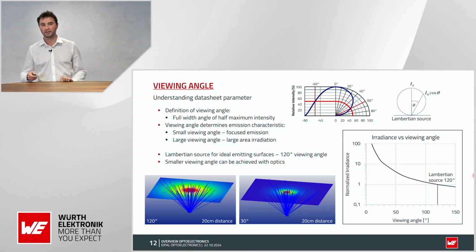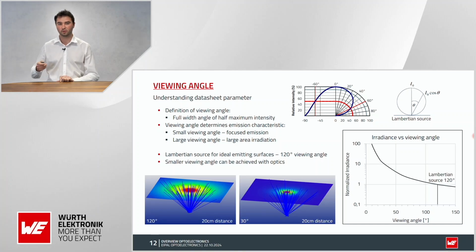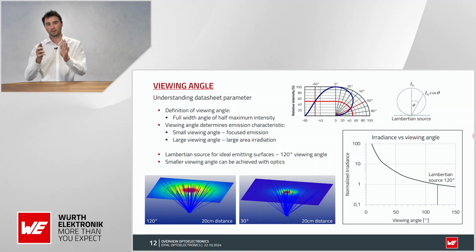Another concept for you to understand is the viewing angle. What you will typically find in any LED datasheet is a graph like this, where you have the angle versus the intensity. And this viewing angle just gives you an idea of how much light is emitted to the top versus to some certain angle.